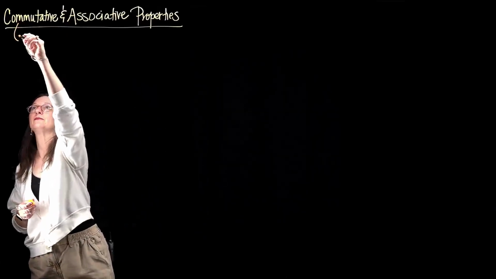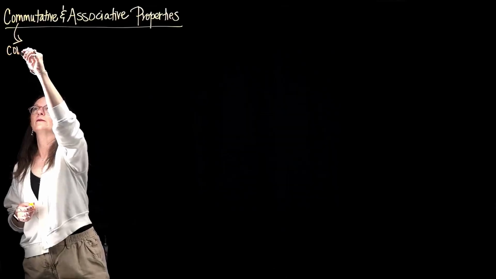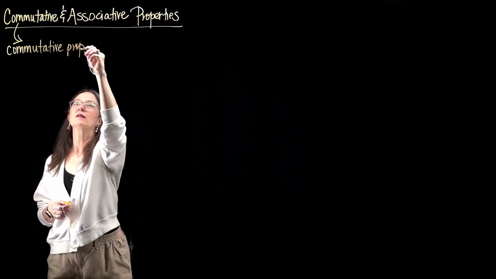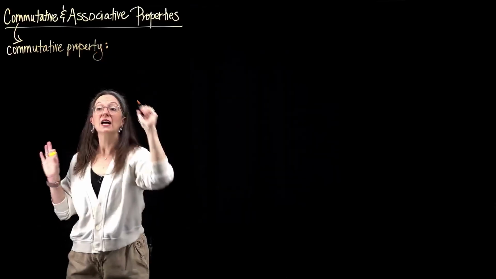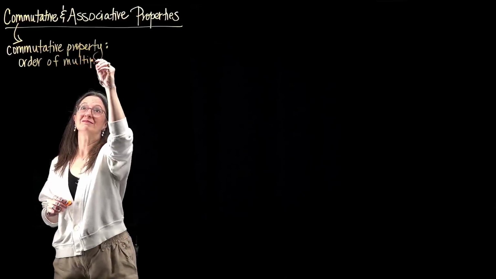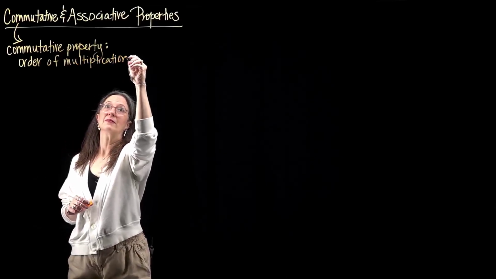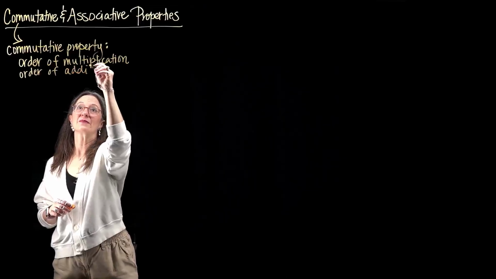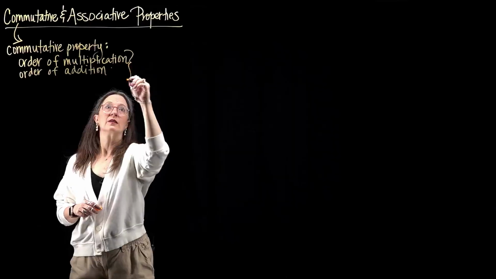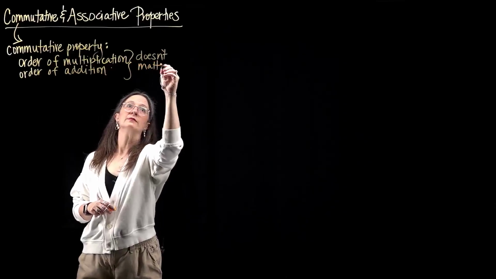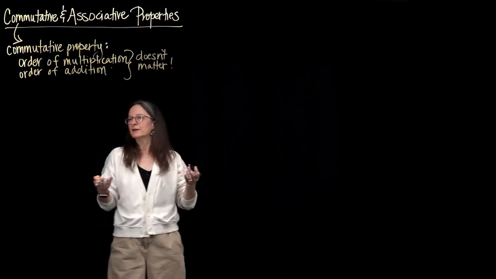Commutative property, we'll go ahead and rewrite it. Commutative property. What it tells us is that order of multiplication doesn't matter. And order of addition does not matter. And instinctively we know this.